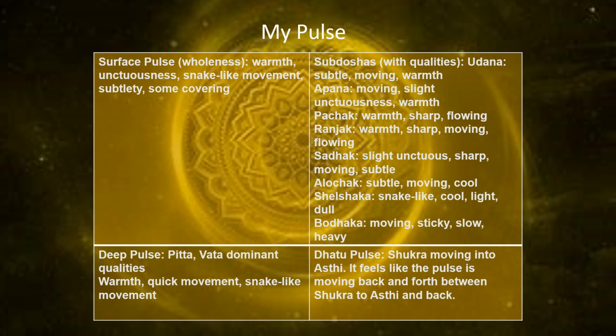And then in my deep pulse, I'm feeling both Vata and Pitta pretty dominantly. There is a lot of movement that's quick and snake-like, and a little bit of warmth. And in my dhatu pulse, I'm still not sure if I know exactly how to feel the dhatu pulse, but from what I'm feeling, from what I've learned, it feels like the shukra dhatu is moving into asthi, which I think makes sense because I have a bleeding cyst on my left ovary, and I feel like my pulse is drawing my attention to that area because of that.